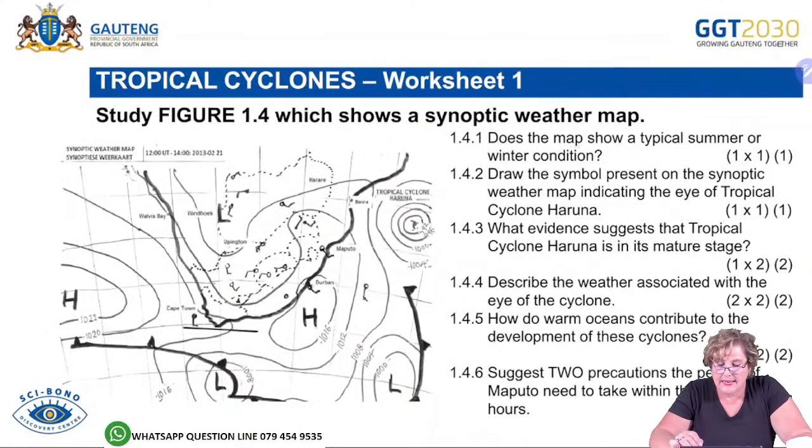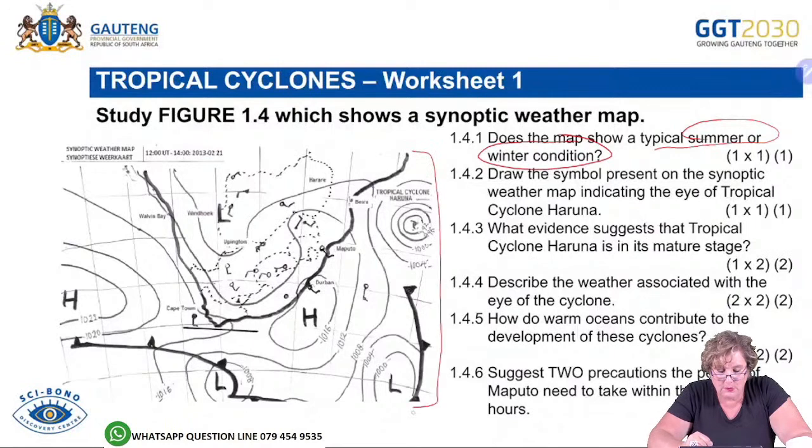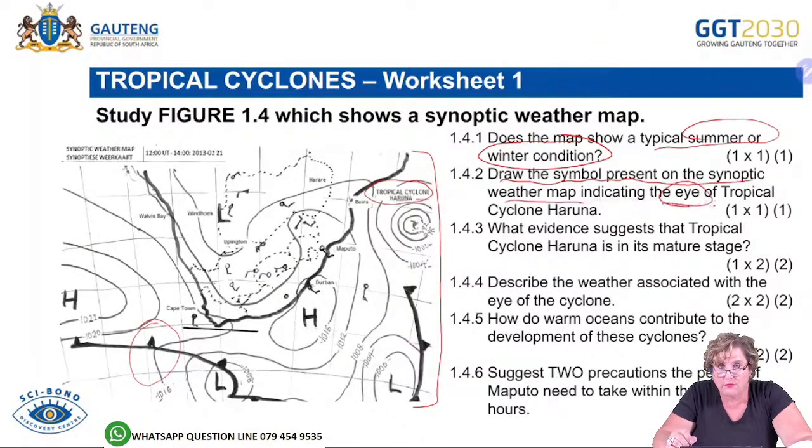Okay, boys and girls, does the map show typical summer or winter conditions? So you must be able to use the information on the synoptic weather map to decide whether it's summer or winter. Now you do see a cold front here, but I also see a tropical cyclone, and that needs to give you an indication. Draw the symbol present on the synoptic weather map to indicate the eye of the tropical cyclone.